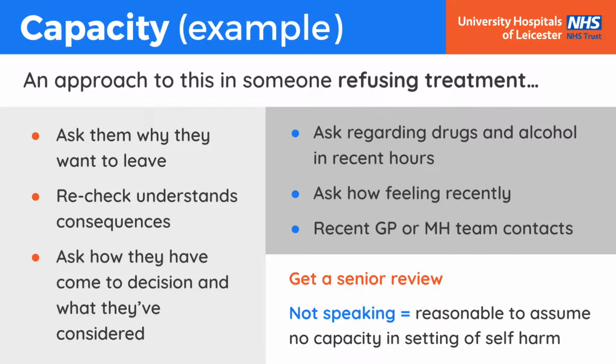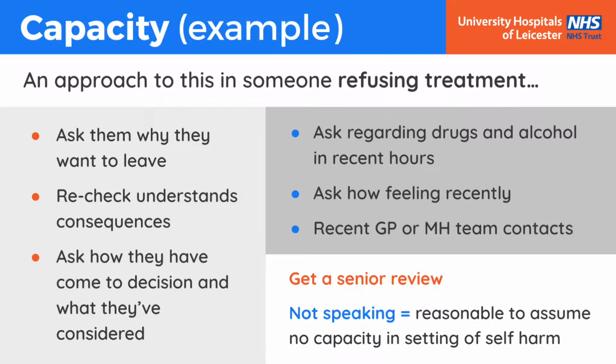After that, you do need to go on and ask more mental health questions, such as how they're feeling recently. Ask them about stresses, strains, and emotional turmoil, because that can affect decision making. And also go and ask them about recent GP attendances around depression, stress, strain, mental health conditions, and whether they've had any contact with mental health teams.